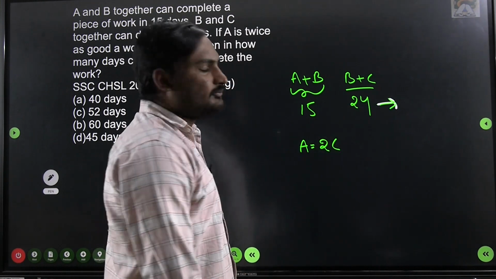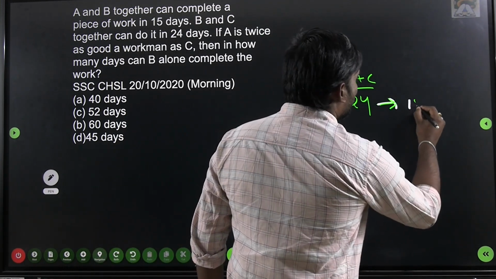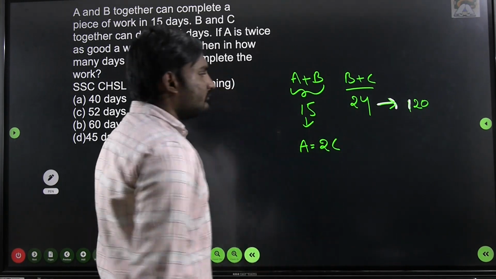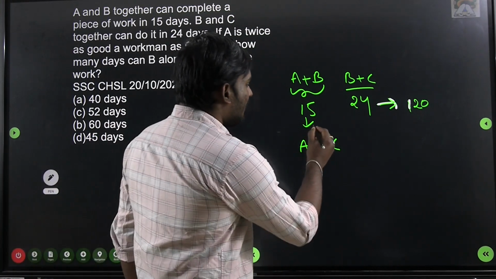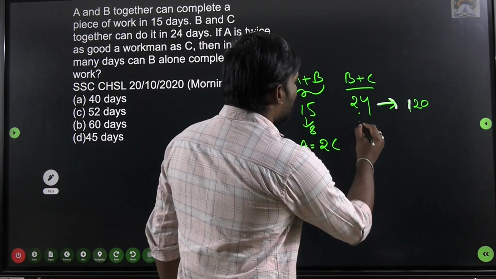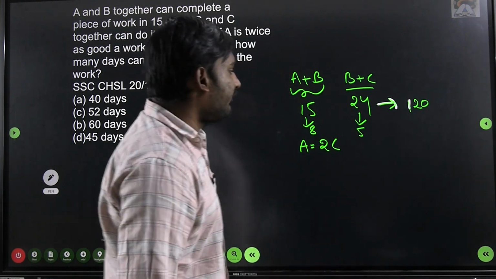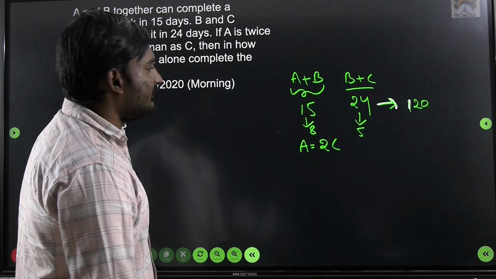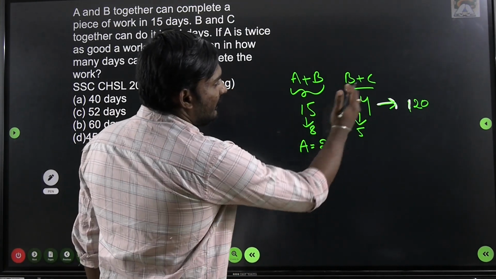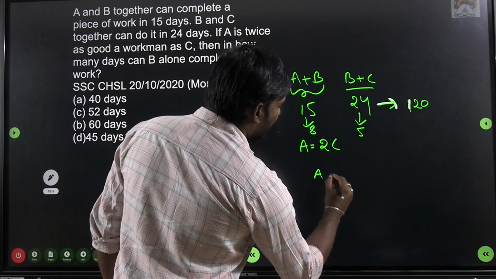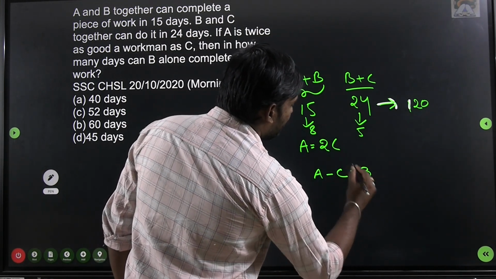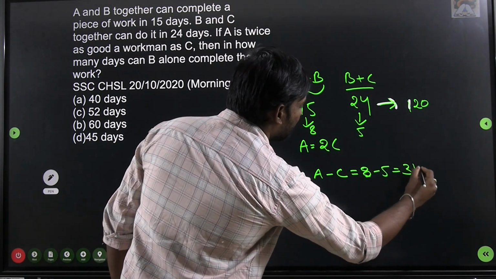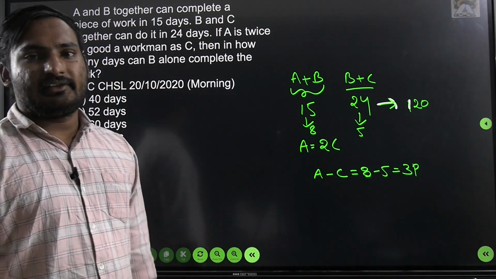We will take the LCM here. LCM of 24 and 15 is 120. A and B daily will do 8 parts, and B and C daily do 5 parts. In this, we will subtract A plus B minus B plus C. We subtract the first one and the second one. We get A minus C as 8 minus 5, which is 3 parts. A minus C is 3 parts.